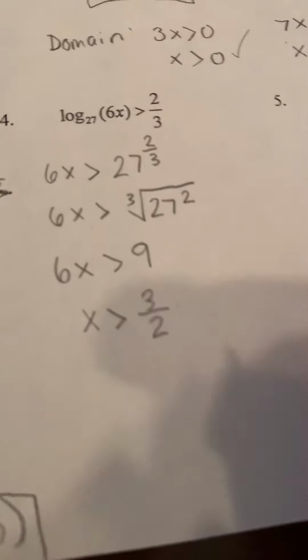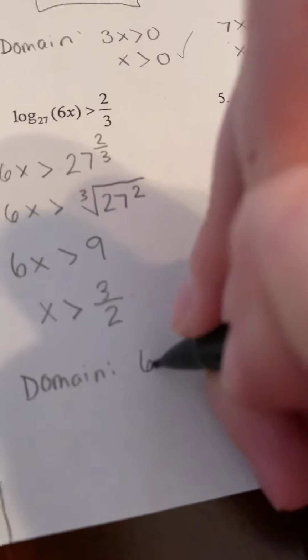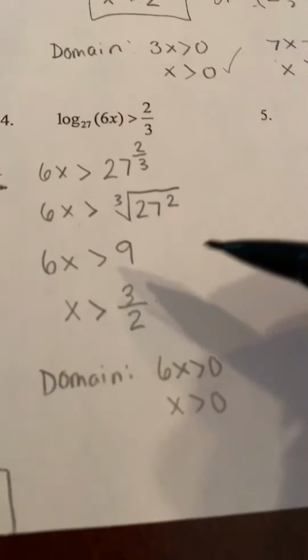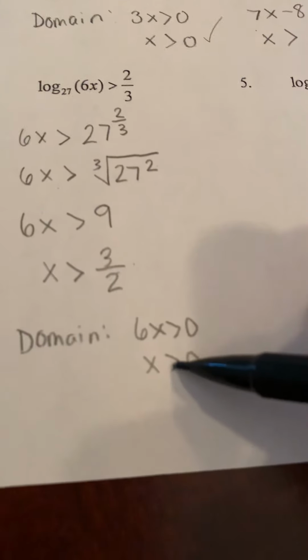Let's check our domain. Our domain is this guy. 6x has to be greater than 0, so x is greater than 0. They're both greater than symbols, so we look at our solution. If I'm greater than 3/2, does that satisfy my domain? Yep, it does. So simply this is all I need.